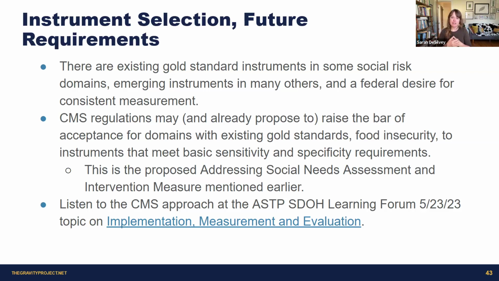Reiterating that CMS regulations may, and some already do, propose to raise the bar, again, as I mentioned, for acceptance for domains with existing gold standards, such as food insecurity, to instruments that meet basic sensitivity and specificity requirements against that instrument. So CMS is already stating, and the technical experts involved in that measure are already saying, that that's the approach and desire there because the level of evidence dictates that. If you ever want to know from the CMS standpoint how they're referencing Gravity standards in their quality measure program, the ASTP SDOH Learning Forum had CMS present within their implementation, measurement, and evaluation series, and that's available publicly.